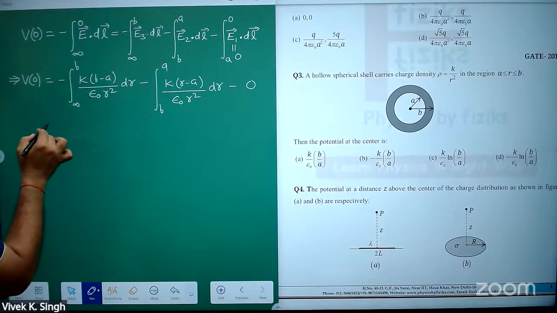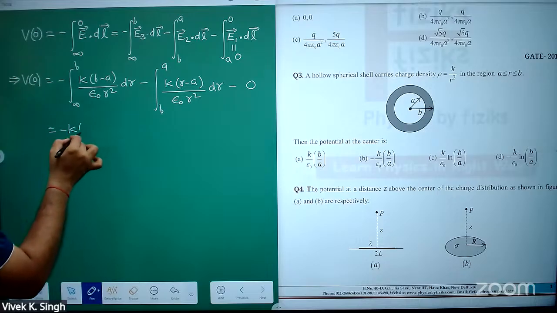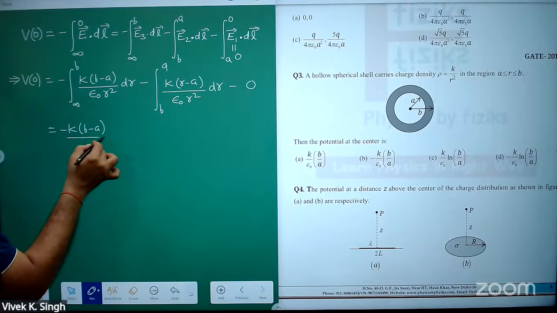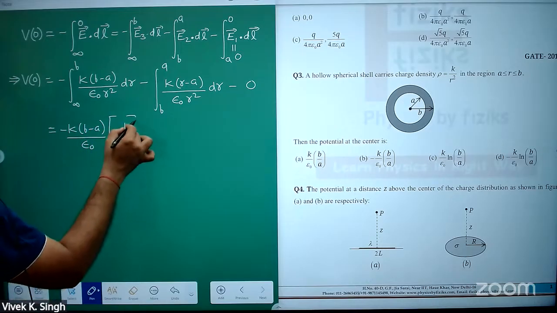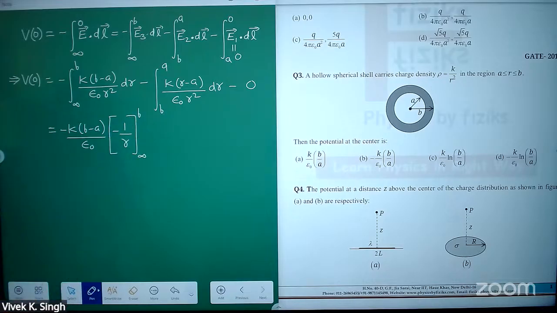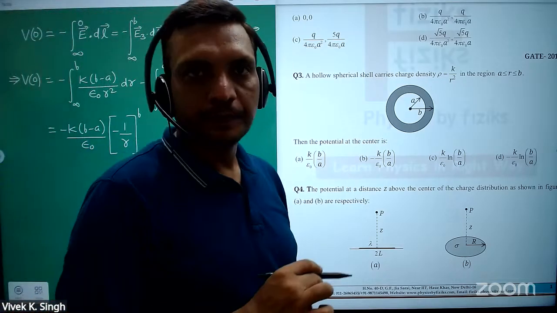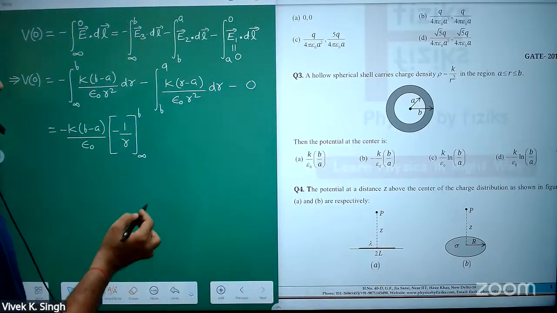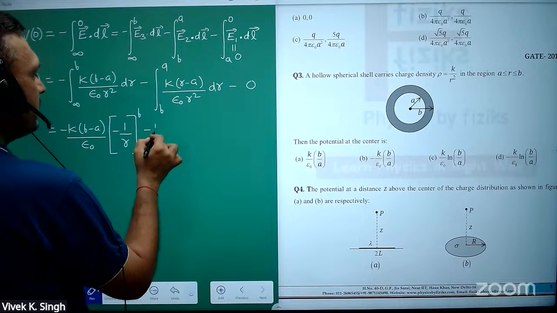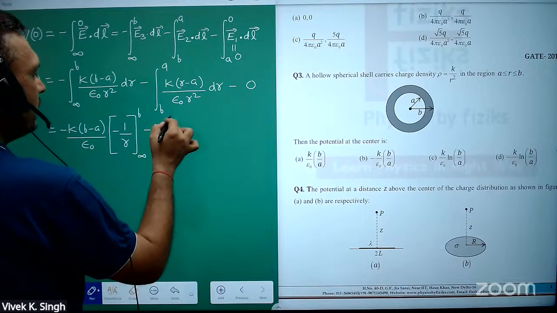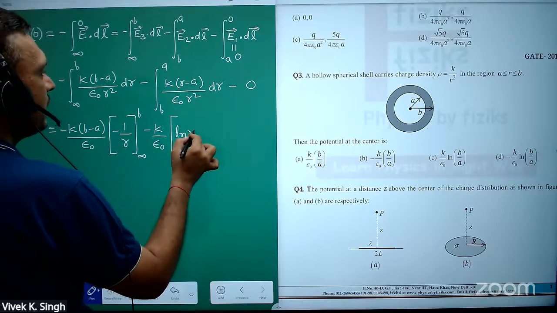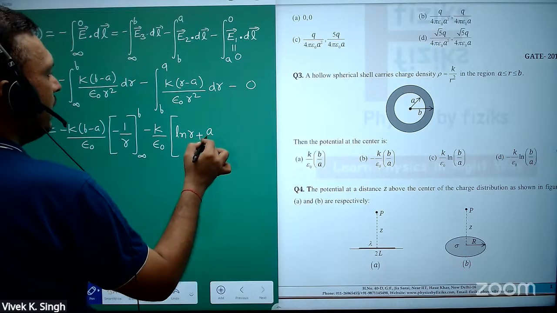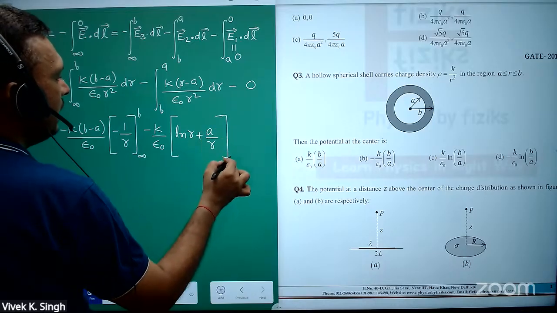Now this will give you minus K (B minus A) by epsilon naught times 1 by R squared, which is minus 1 by R from infinity to B. Now it's a matter of calculation, so let's see how we will integrate it. This will give you minus K by epsilon naught common. First, this will give you 1 by R, so this is ln R, and then you have plus A by R, and the limit is B to A.